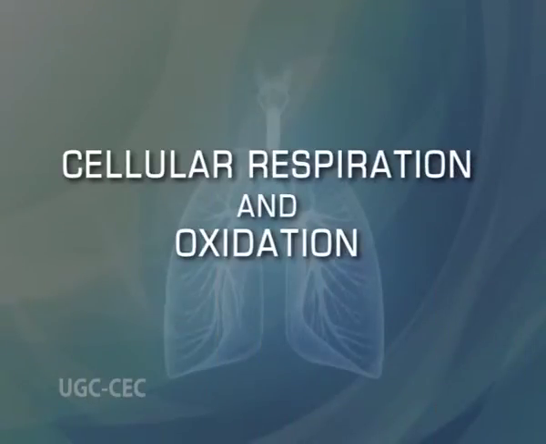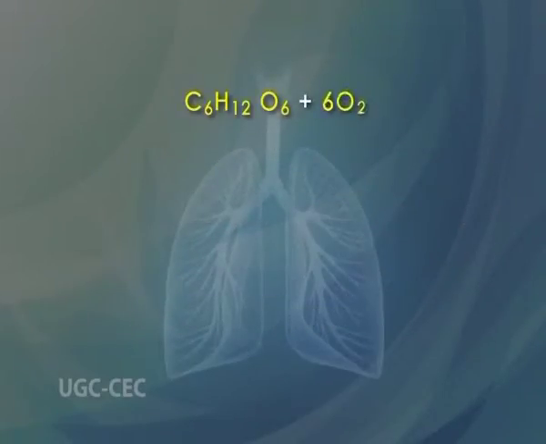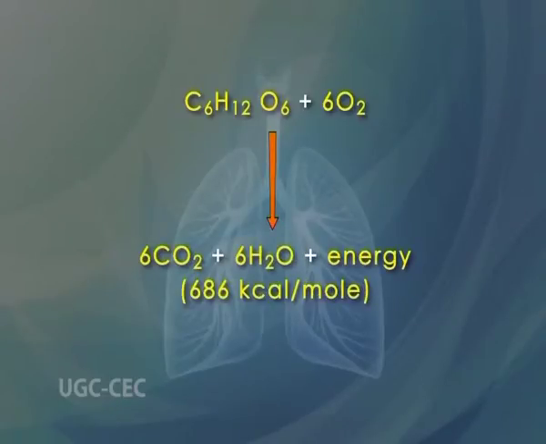Next comes cellular respiration and oxidation. The ultimate aim of all the respiratory activities is the cellular oxidation, that is the aerobic breakdown of the digested food materials and the release of energy thereby. The breakdown of carbohydrate may be represented by the equation: the complex carbohydrate C6H12O6 is oxidized by oxygen to form carbon dioxide and water along with energy amounting to 686 kilocalories per mole.